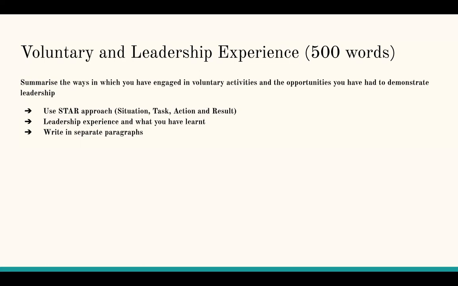Fitting all of it in 500 words can be quite tricky. But if you plan properly, if you write it and edit and re-edit it, it is definitely possible to fit everything you want to say by just changing the type of sentences you have been writing.